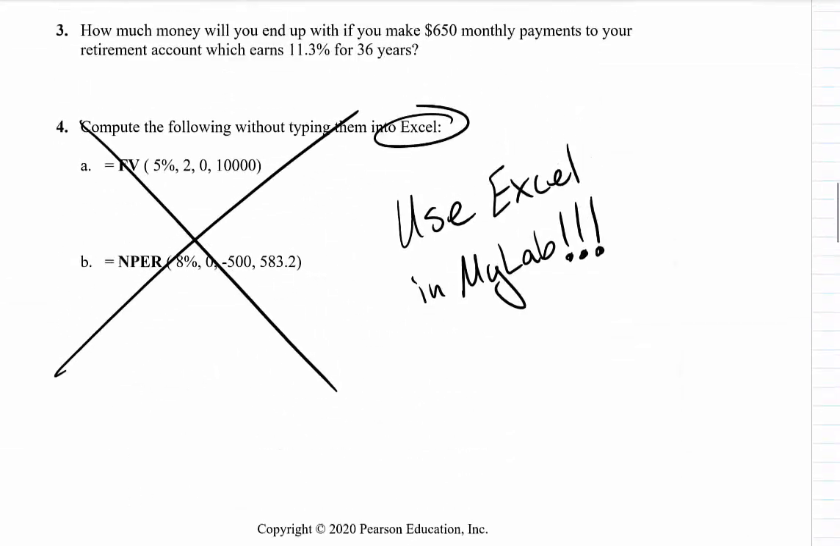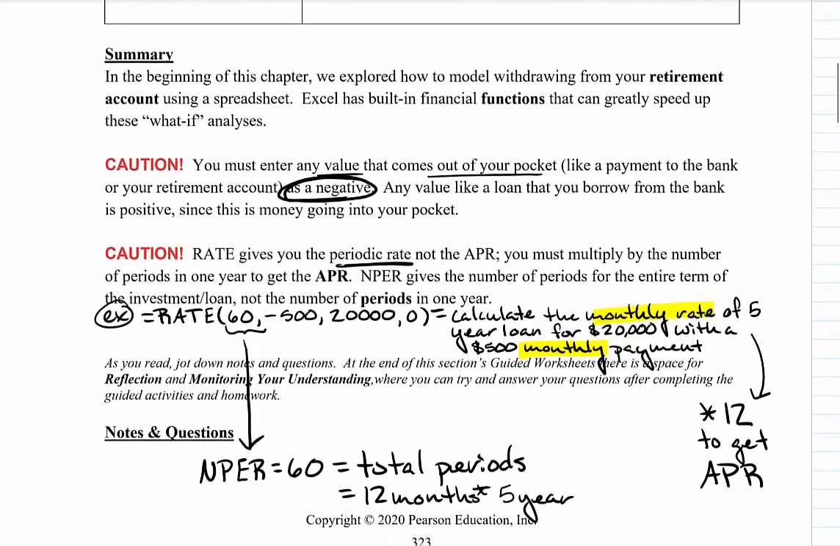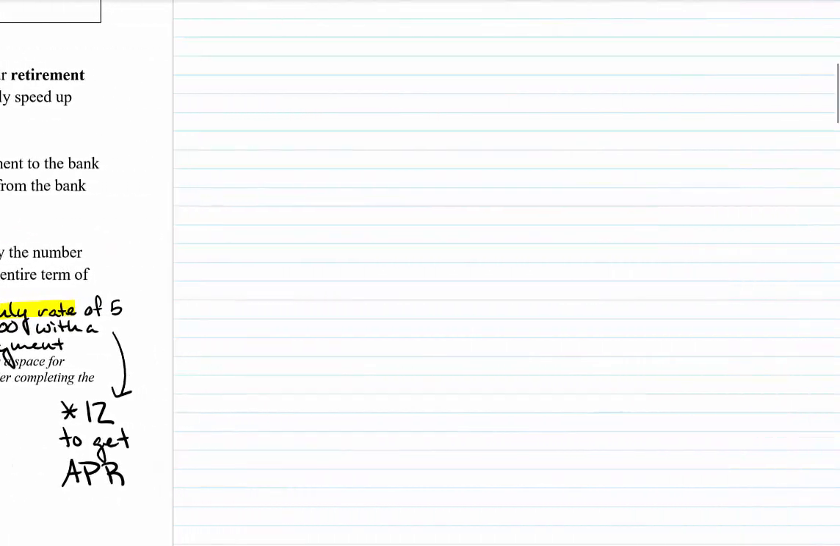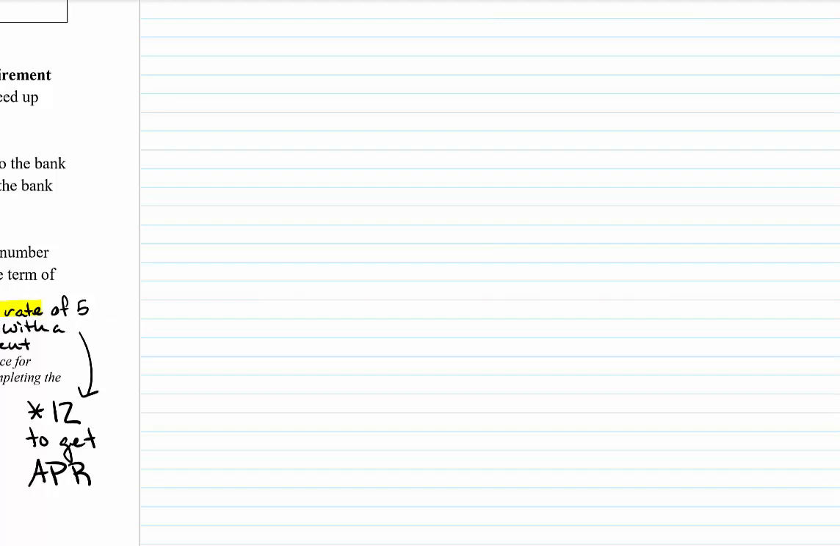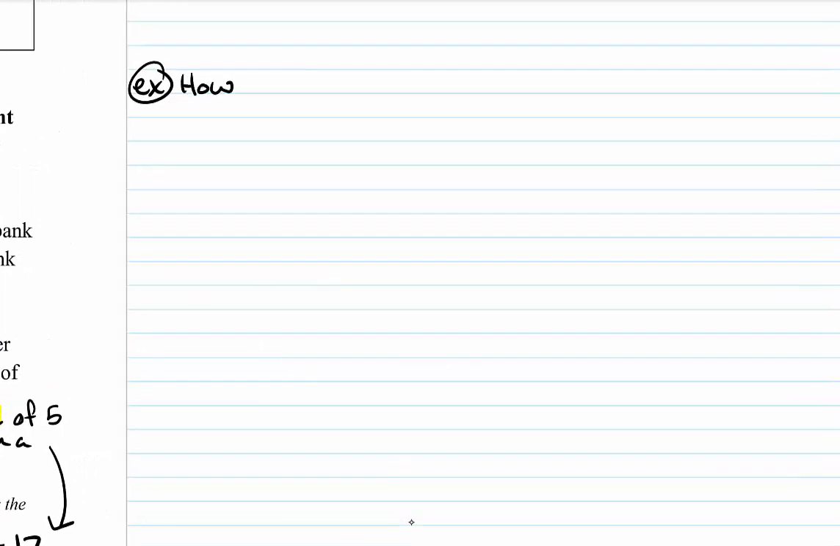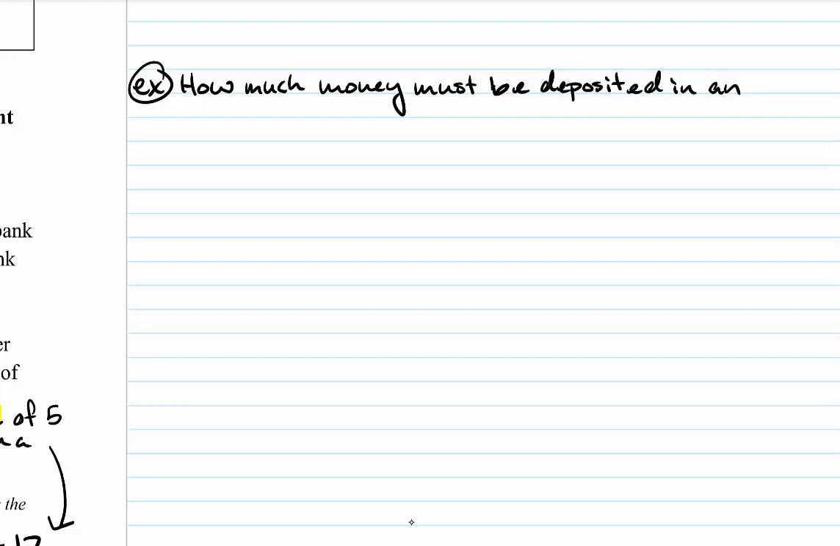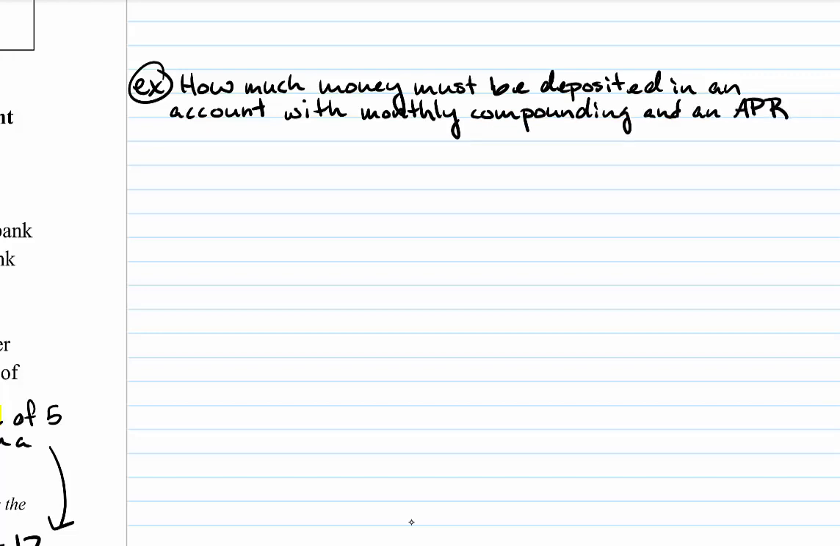So let's go back up to the front page, and I'm going to scoot to my right, and I'm going to write out several more examples for you to practice with me. So our first example, let me zoom in so my handwriting is a little neater. How much money must be deposited in an account with monthly compounding and an APR of 4% in order to have $20,000 in 4 years?